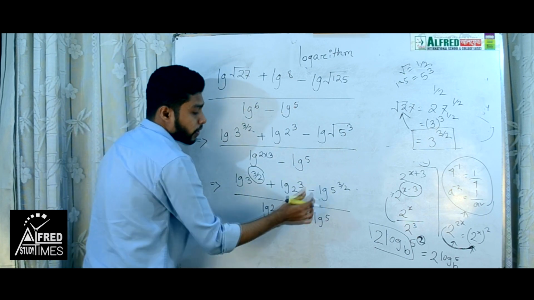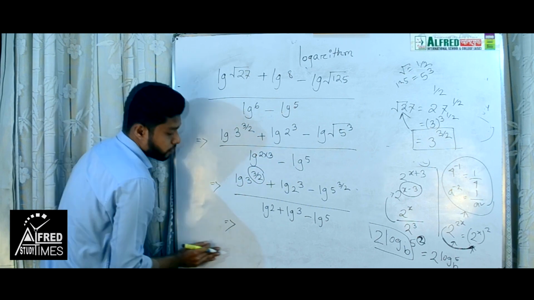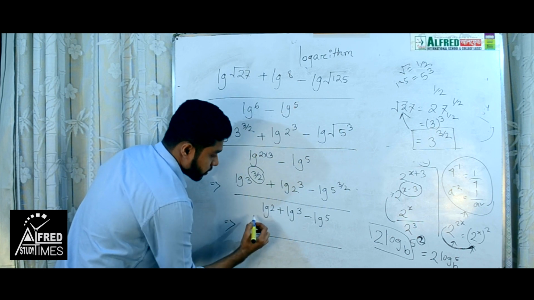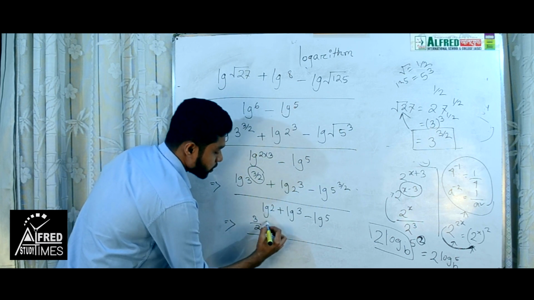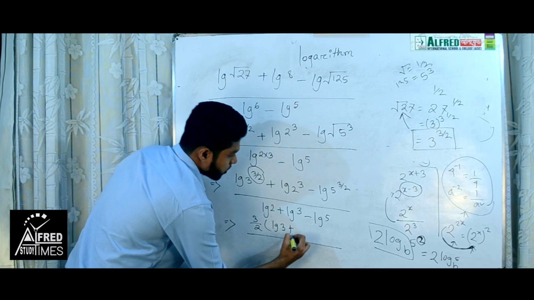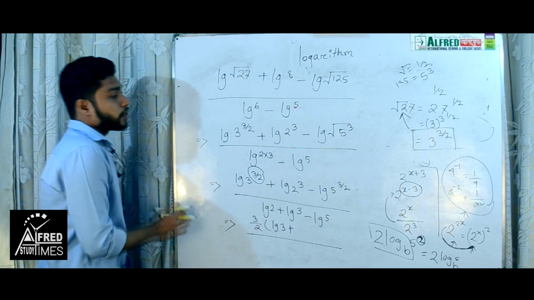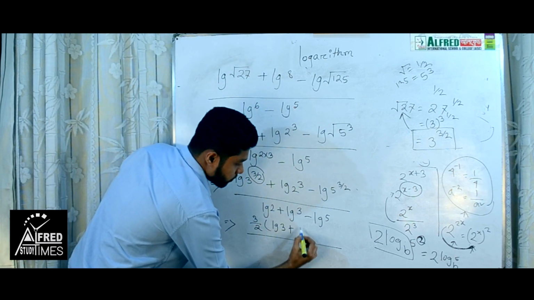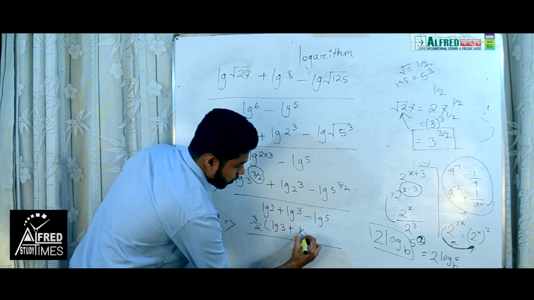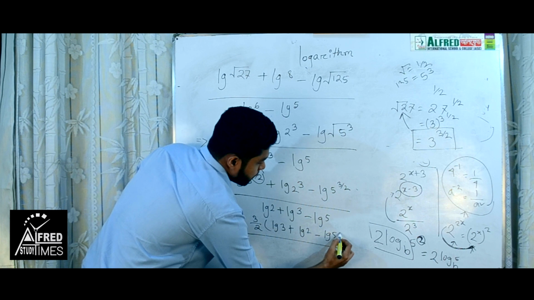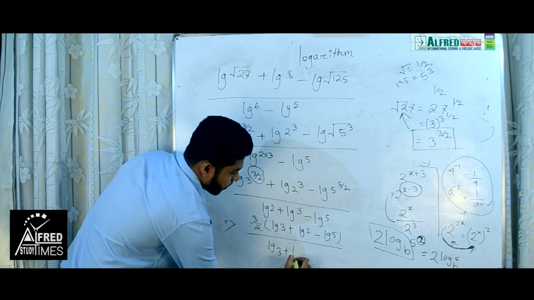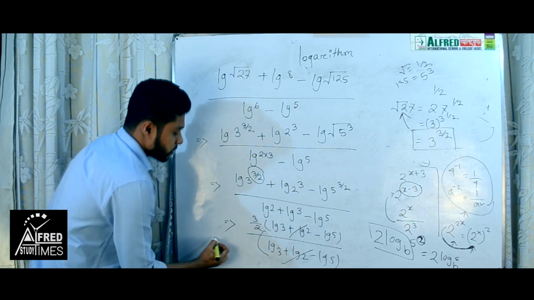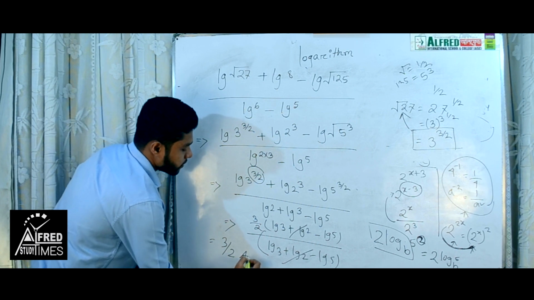So we can take this power. We take 3 by 2 as common: (3/2)(log 3 + log 2 - log 5), and there is log 2, log 3, log 5 in the denominator as well, so log 3 + log 2 - log 5. Now we can cancel it. So my answer is 3 by 2, and this is my answer.